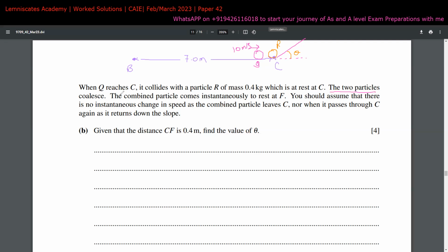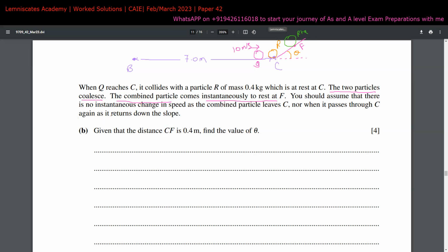Now, two particles collide. Collides basically means when Q and R are mixed together. All right. So the combined particle, as they have mentioned, comes instantaneously to rest at point F. Let's say there is a point F over here. So after the collision, we know that it's a combined particle R plus Q, right? And over here, the speed is basically zero. It's coming to instantaneous rest. You should assume that there is no instantaneous change in speed as the combined particle leaves C, nor when it passes through C again as it returns down the slope.